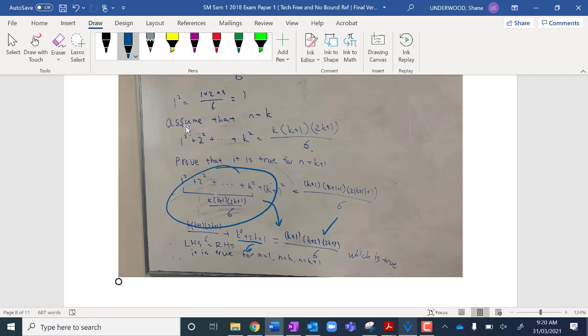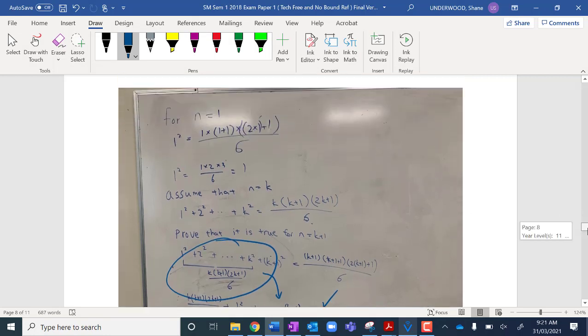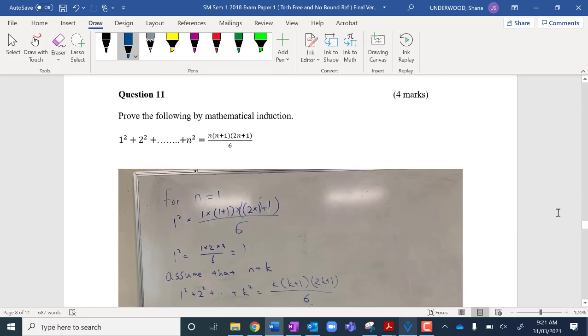It's true for n equals 1, n equals k, n equals k plus 1. Therefore, we can say it's true for all values of n. Okay. There you go. That's induction. I won't go through it yet, but if you wanted to try this now, I'm going to find another exam that we'll go through. Once you go through these, they start becoming quite familiar, all right? And then some of them are quite a fair bit of fun.